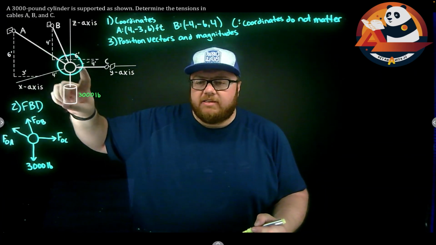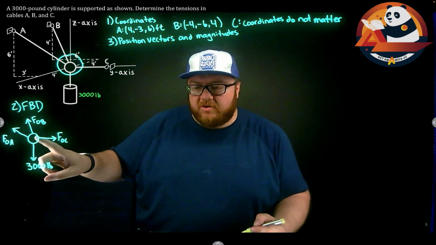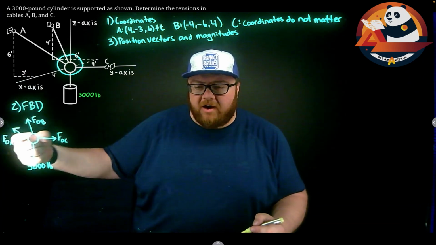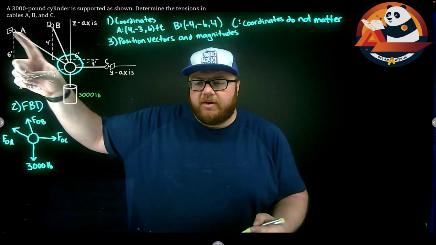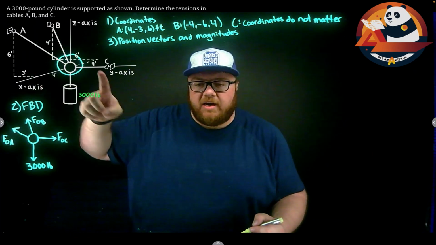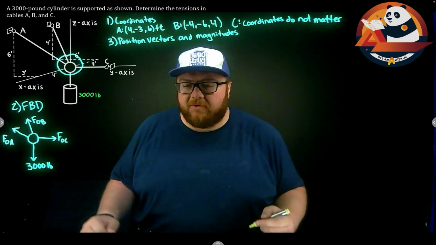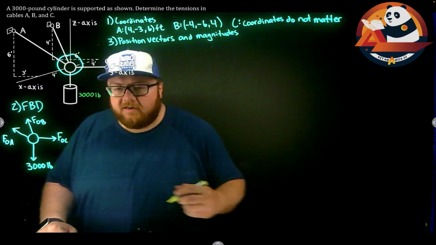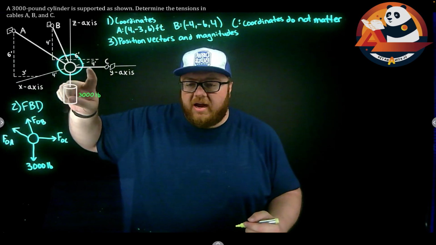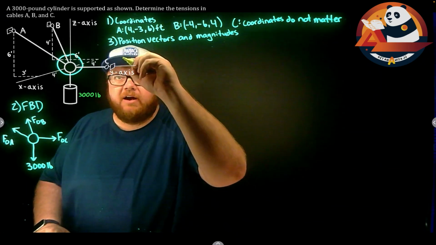For all of these, our cable in our free body diagram, we're starting at the origin and pointing out to our other points. So I'd be doing A minus the origin, B minus the origin, C minus the origin. Again, I don't actually need that one, but it'd be the same process. Really, we need to get an ROA and an ROB calculated.